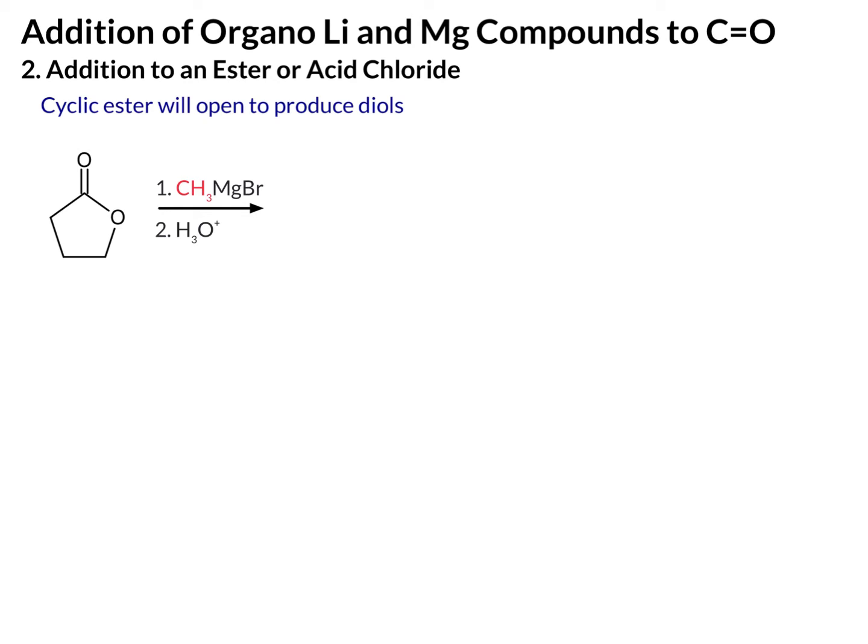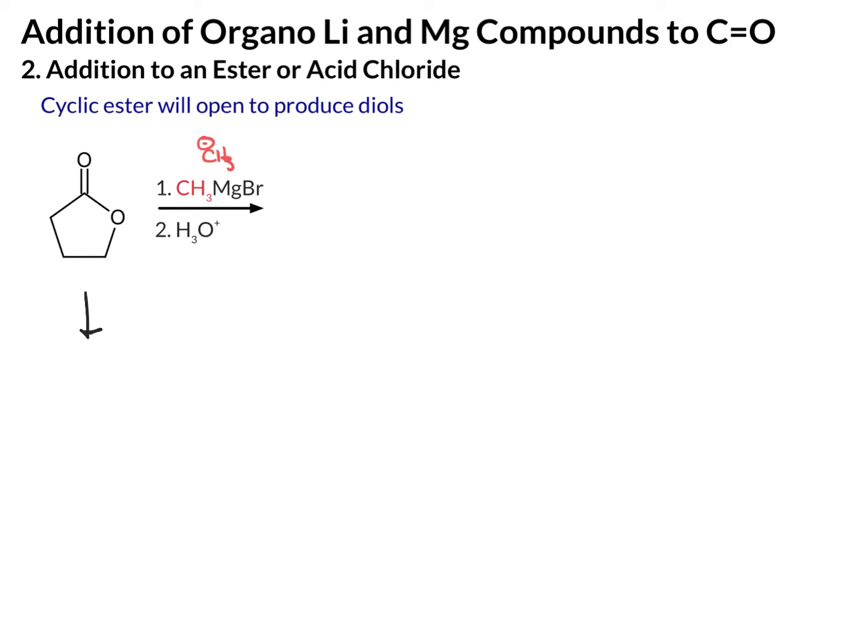In this example, we have a cyclic ester, and we're reacting it with a Grignard reagent, methylmagnesium bromide, which we're going to treat as CH3 minus. So what's a little bit different about this one is the fact that our leaving group, the oxygen, is tethered into the molecule, so it's going to be retained in the final product. So let's go through the mechanism to get to the product.